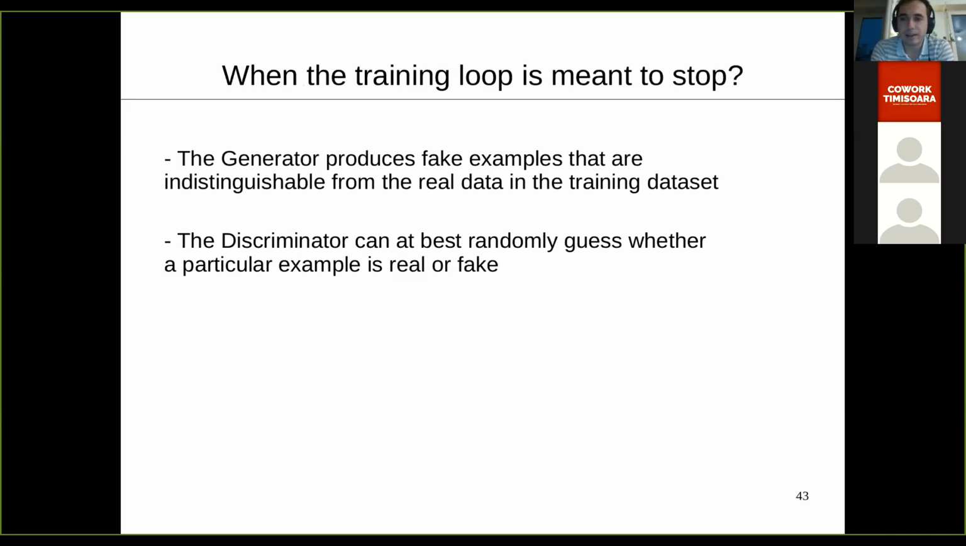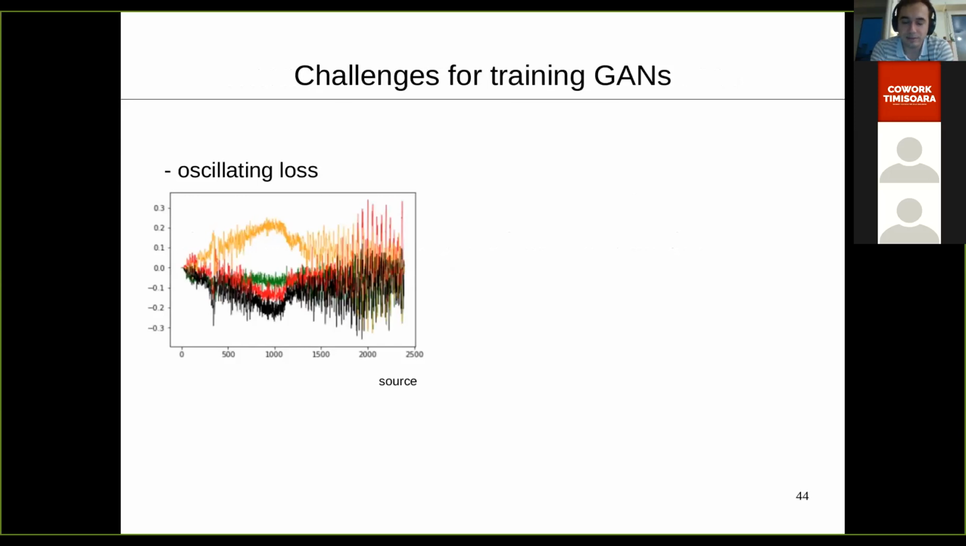But this is not so easy, because at least in the original GAN paper and original GAN architectures, there were some other problems during training. They were very hard to train because we could have different problems. One is an oscillating loss function.